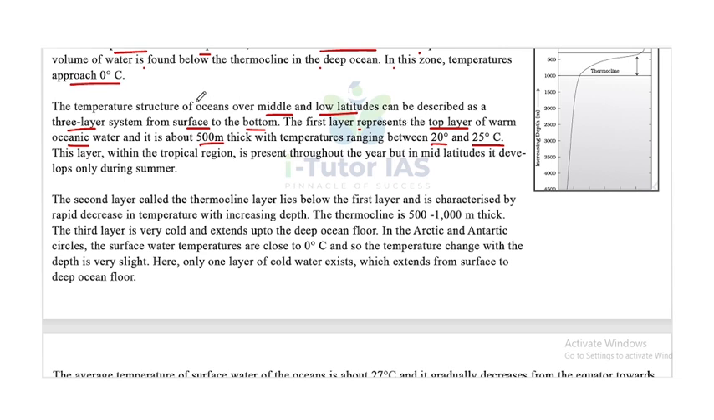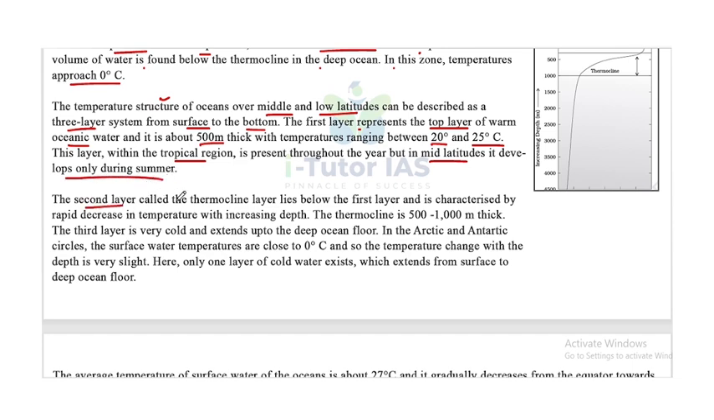Okay, so the temperature structure of oceans over the middle and low latitudes can be described as a 3-layer system from surface to bottom. The first layer represents the top layer of the warm oceanic water, and it's about 500 meters thick with the temperature ranging between 20 degrees Celsius and 25 degrees Celsius. This layer within the tropical region is present throughout the year, but in mid-latitudes it develops only during summers.